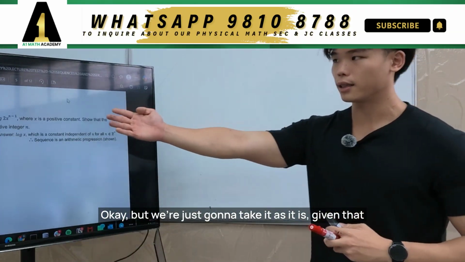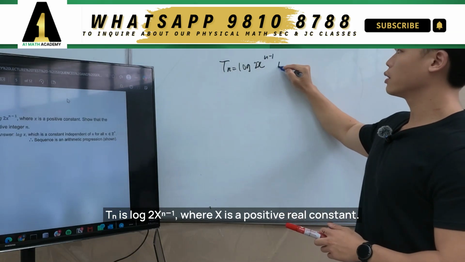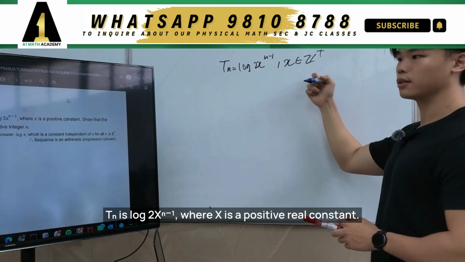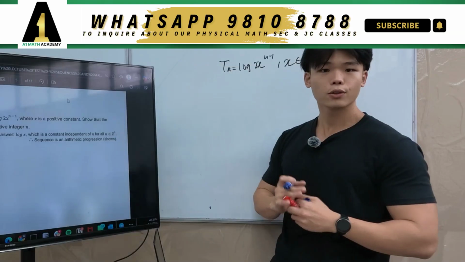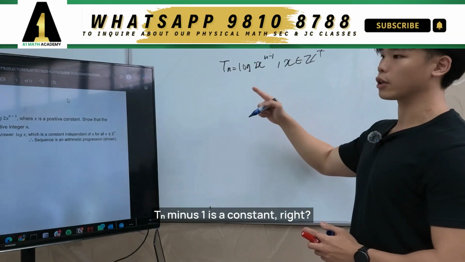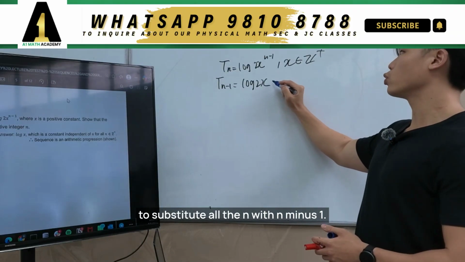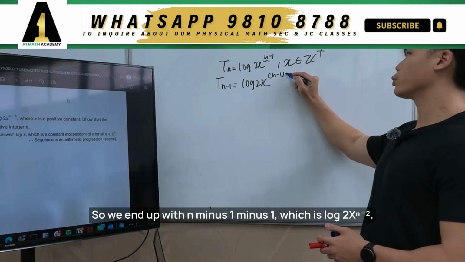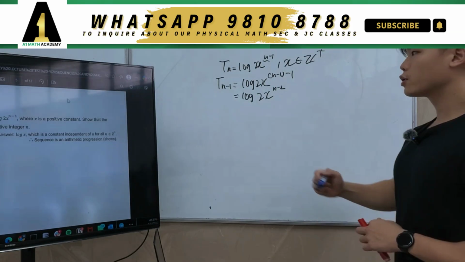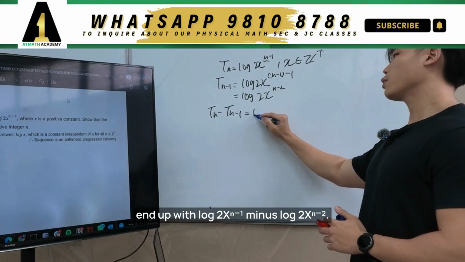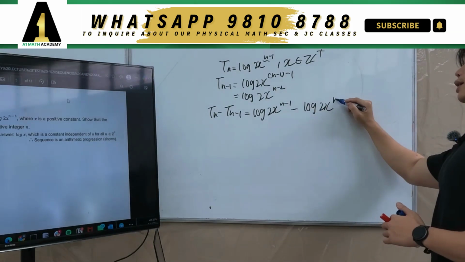Okay, but we're just going to take it as it is, given that Tn is log 2x to the power n minus 1, where x is a positive real constant. Show that this is an AP for all positive integers n. So how do we show this? We need to show that Tn minus Tn minus 1 is a constant, right? So first thing we're going to do is derive Tn minus 1. And the way we do this is we're going to substitute all the n with n minus 1. So we end up with log 2x to the power n minus 2. So if we take Tn minus Tn minus 1, you end up with log 2x to the power n minus 1 minus log 2x to the power n minus 2.